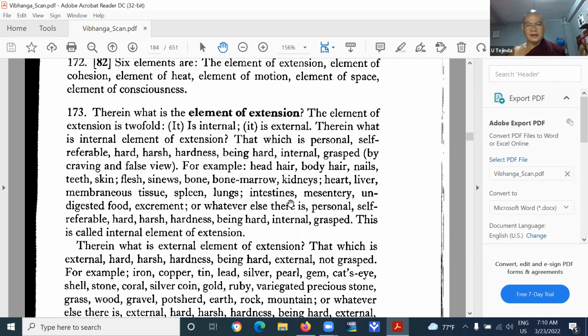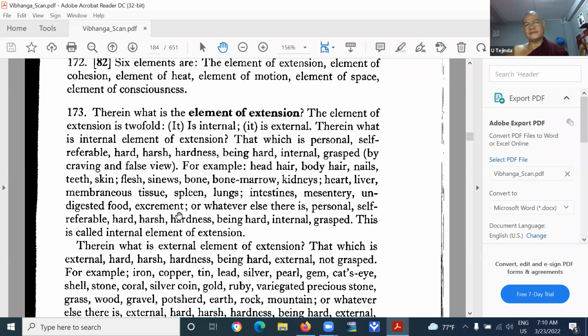how to say it, the food. This is a kind of intestine. Actually, when we say intestine, we refer to the intestine where it stores the old food. Mesentery, the intestine that stores the new food. Udariya is digested food, the food we are eating, we are swallowing. Karisa, excrement, that is feces.